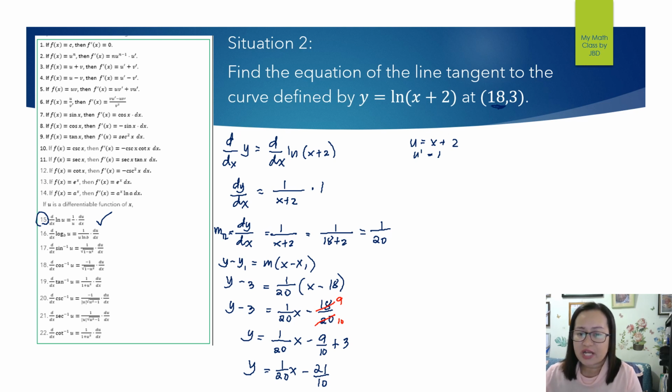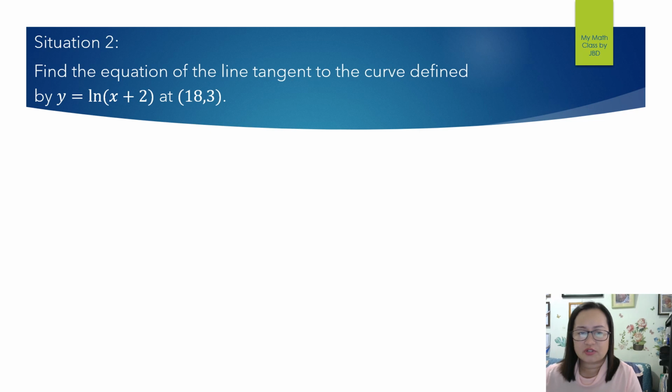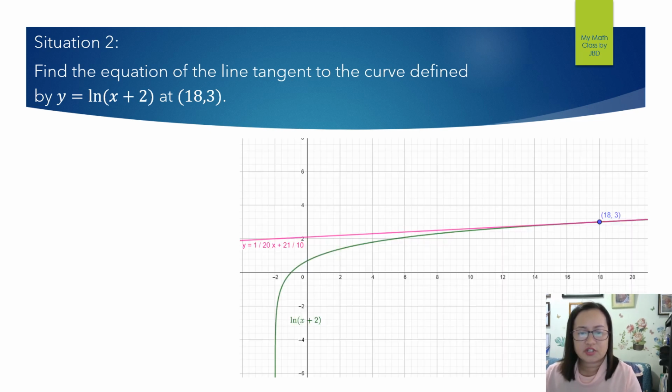Now let's confirm that using our graphing application. So we graph ln of x plus 2, we have this green line, and then the tangent line, which is y equals 1 over 20x plus 21 over 10. Surely they meet at 18, 3. That confirms our answer that it is correct.